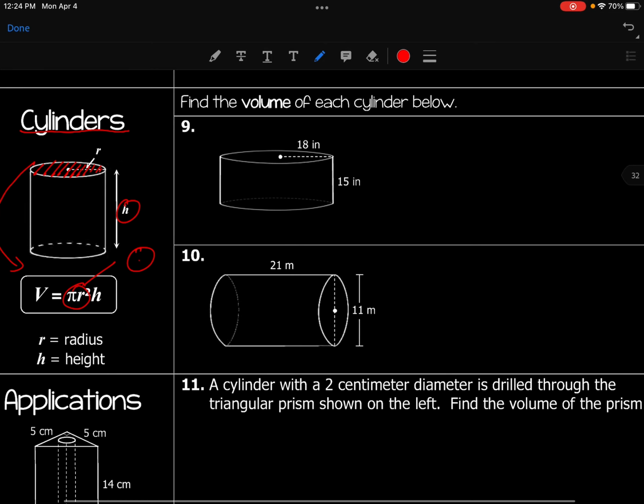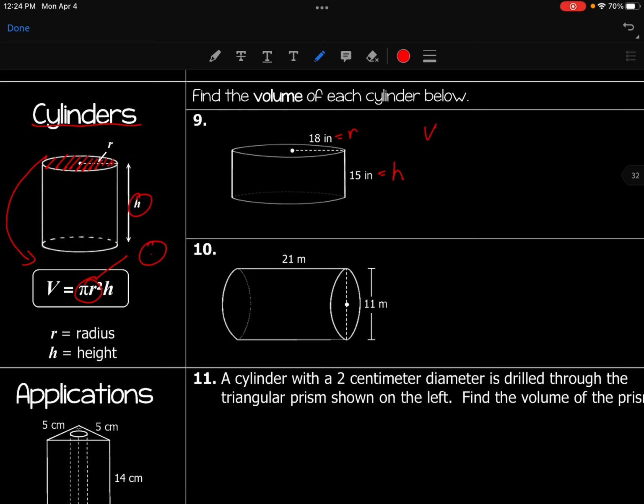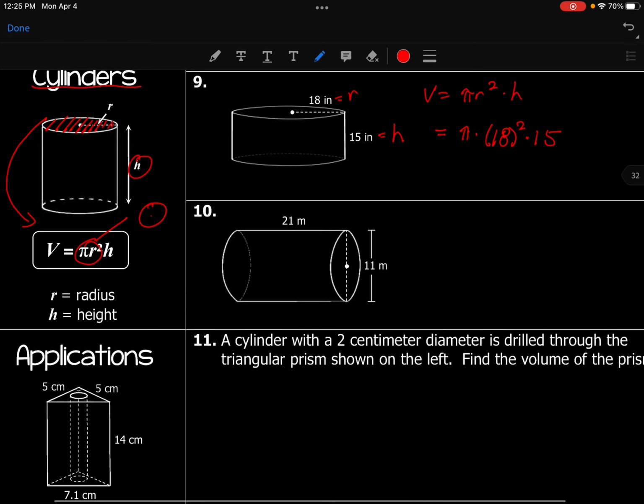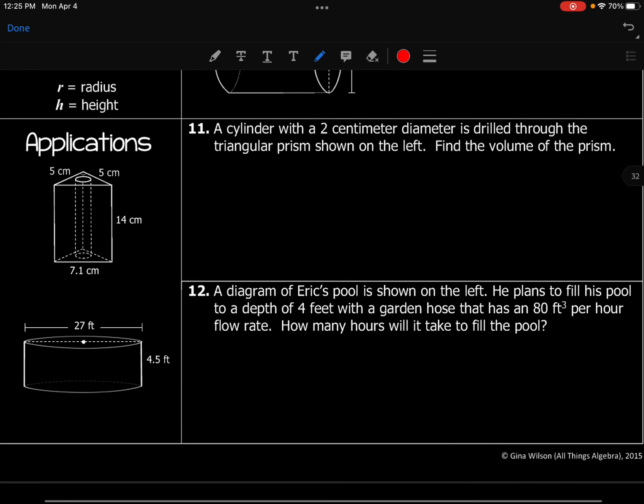So let's solve it for the example next to us. For number 9, we find that the radius is equal to 18 and the height is equal to 15. That is enough information, excuse me, to find the volume, which is pi r squared times h. Substitute in the values and that will give you the answer. It should look something like pi times 18 squared times 15. Perfect.